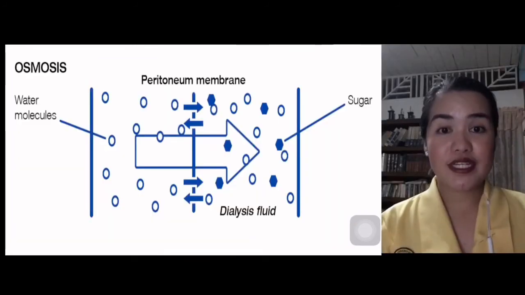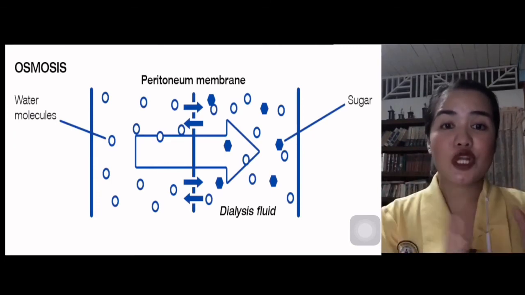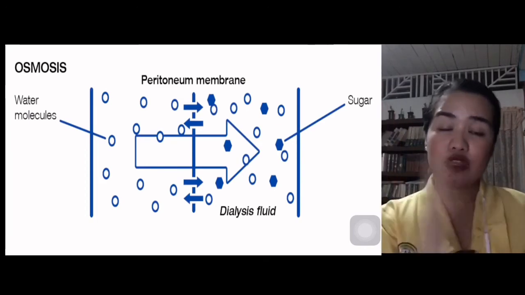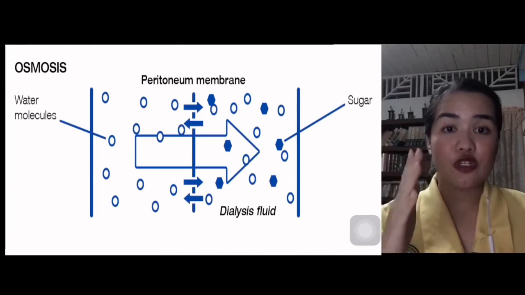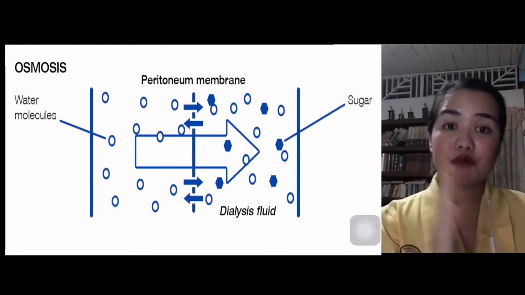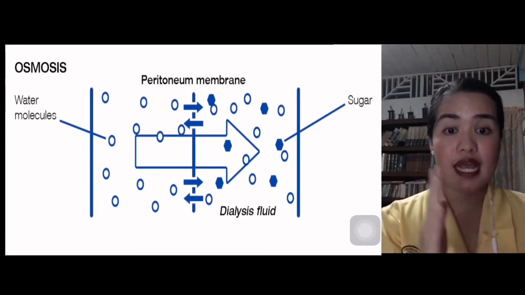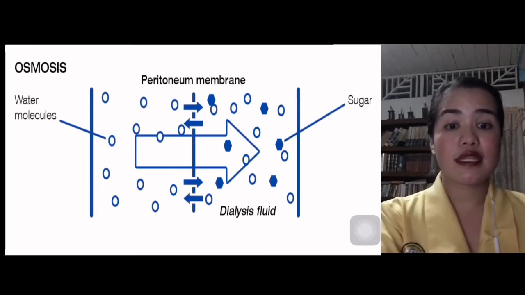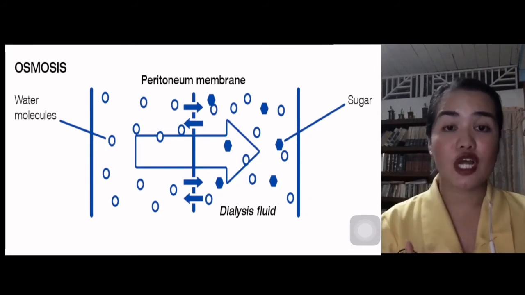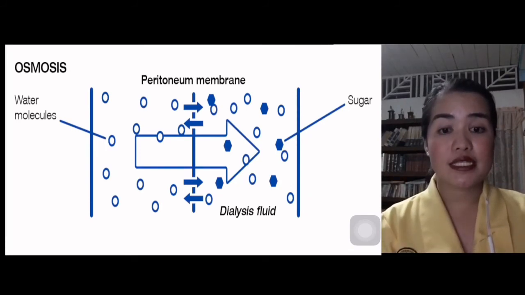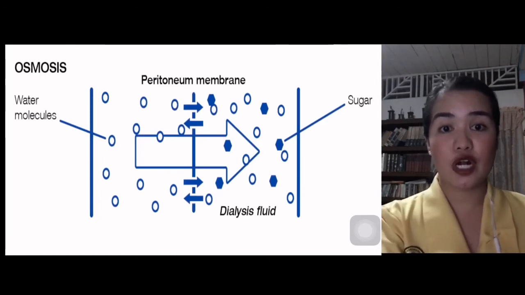Now, in peritoneal dialysis, the peritoneum membrane serves as the semi-permeable membrane to separate or to filter out the blood, to filter out the toxins such as urea, creatinine, and other electrolytes from the blood. And that movement is called osmosis. How? Normally, the dialysis fluid that will be introduced into the peritoneal cavity of the patient under peritoneal dialysis is with added sugar, or they will add sugar into the dialysis fluid.